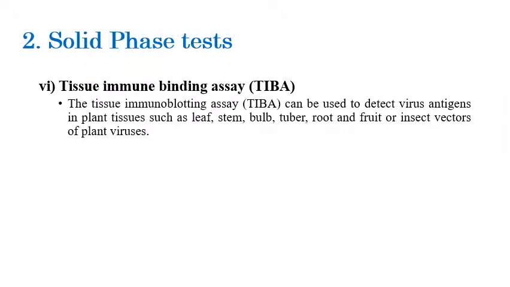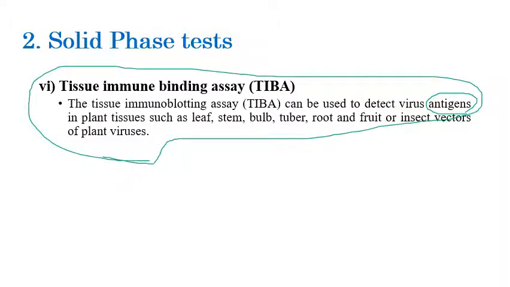And the last one is TIBA, that is tissue immunobinding assay. It is used for the detection of virus antigens. So plant extracts such as leaves, stems, bulbs, tubers, roots or fruits, or insect vectors of plant viruses can be tested, and the presence of virus can be identified by using tissue immunobinding assay. So this is about the different types of serological techniques employed in the detection of plant viruses.